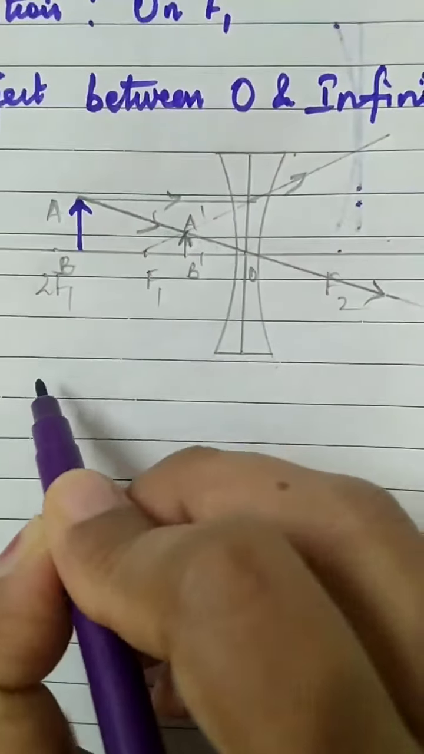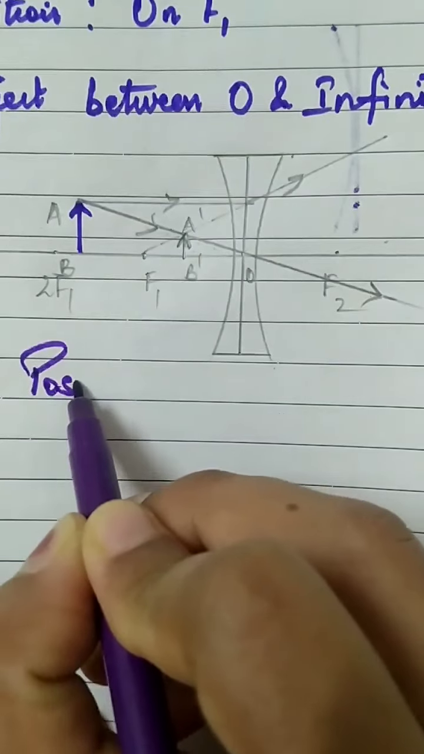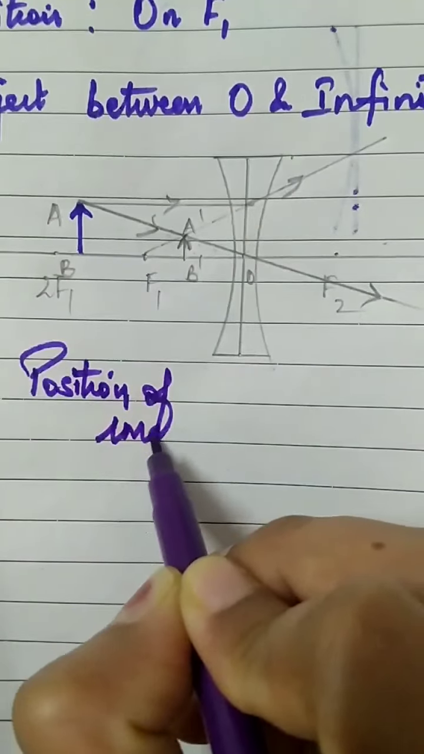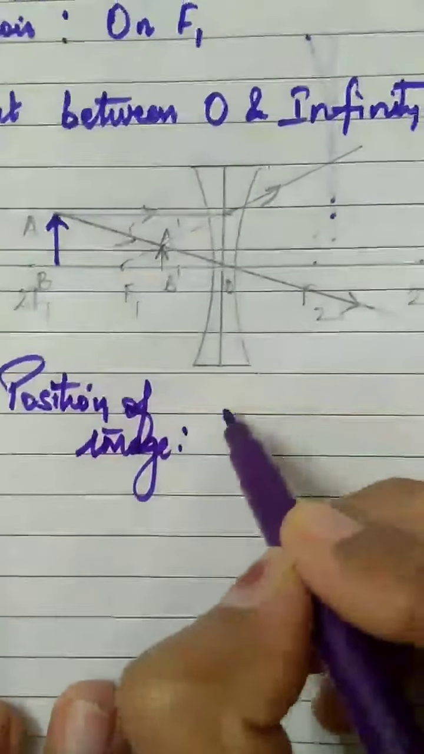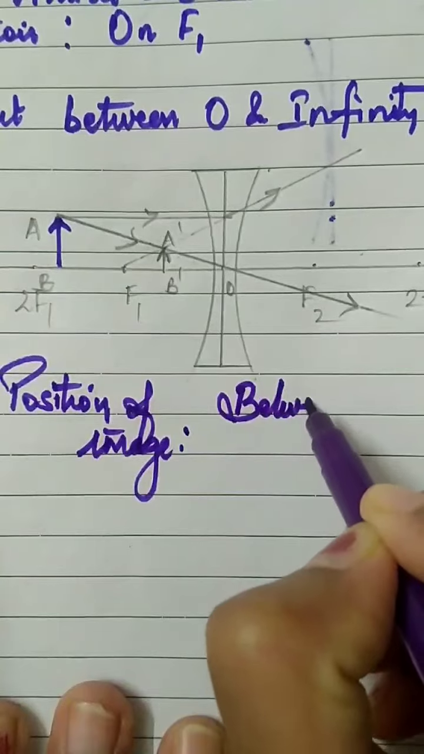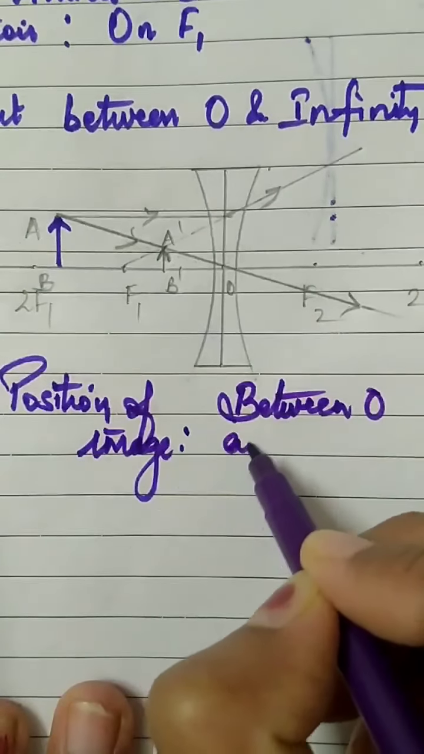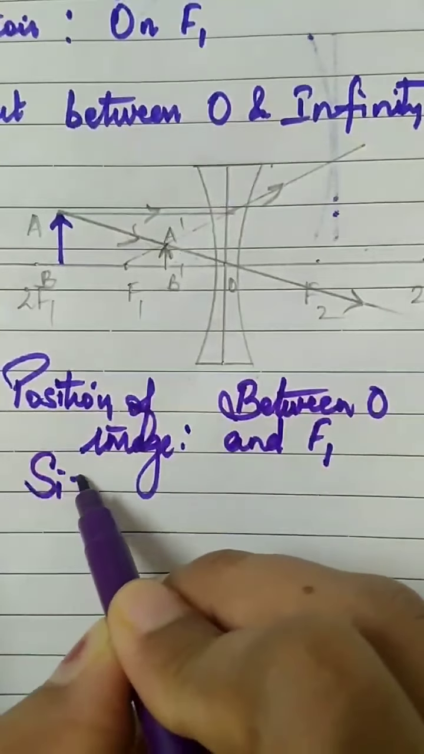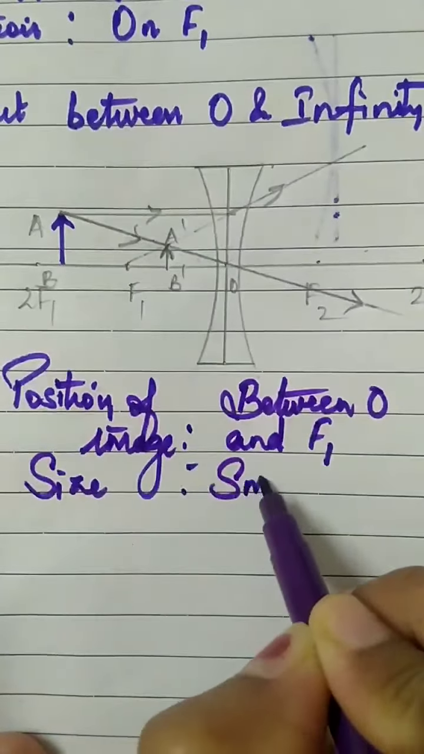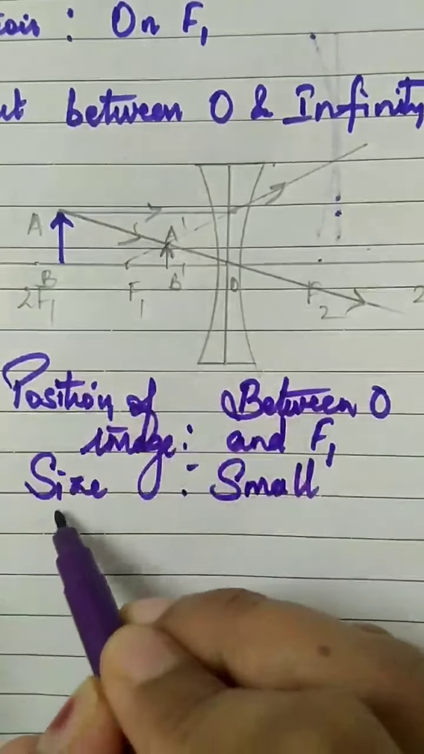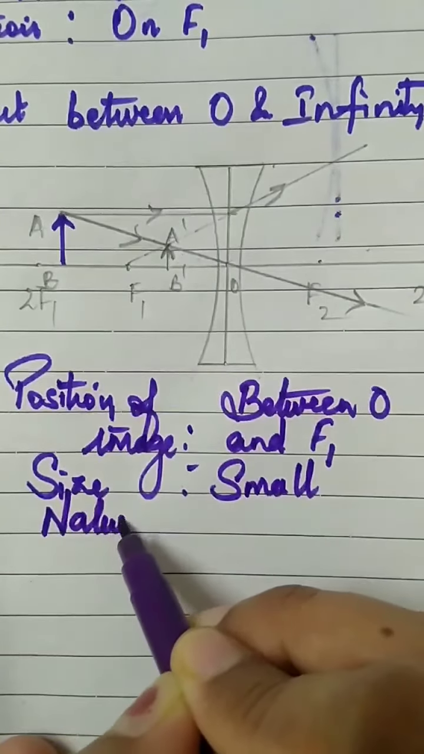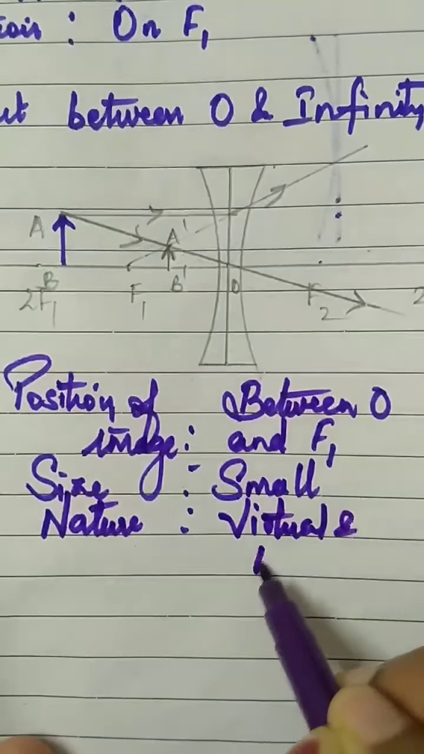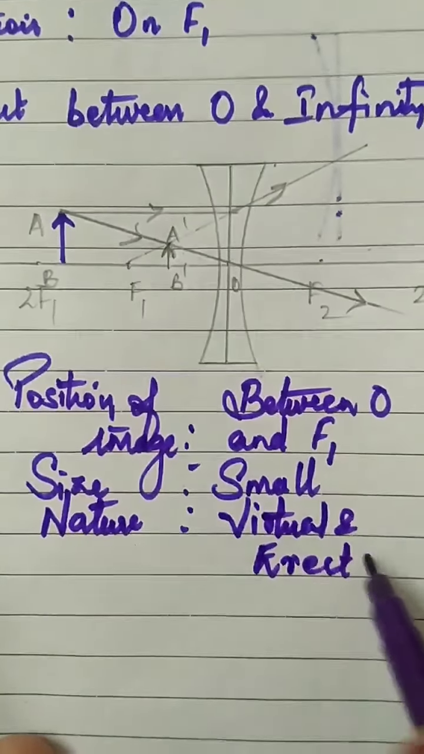So let us write about the image characteristics. Position of image: between optical center and F1. Size of the image is small compared to the object, and nature of the image is virtual and erect. Virtual and erect. Okay.